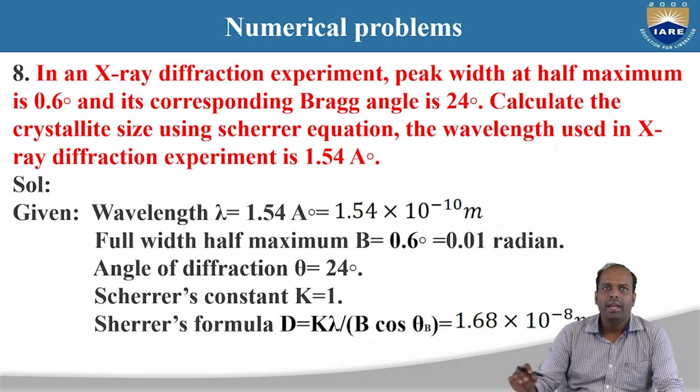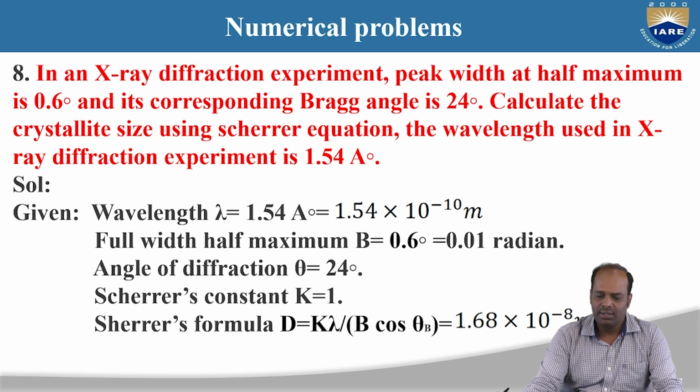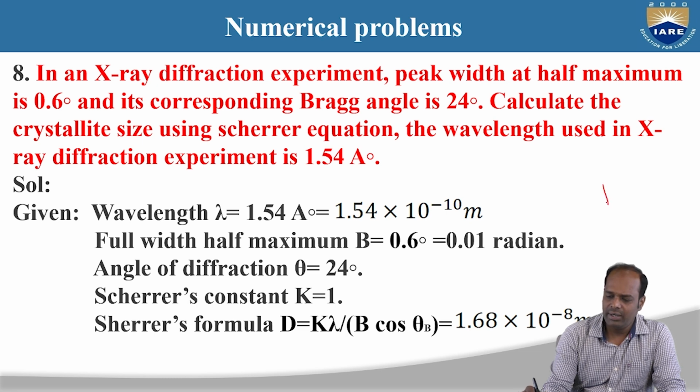Next problem. In an X-ray diffraction experiment, Bragg's law is applicable here also. The peak width, the full width of maxima, is 0.6 degrees, and its corresponding angle θ is equal to 24 degrees. Then calculate the crystallite size. So they are asking us to find D.